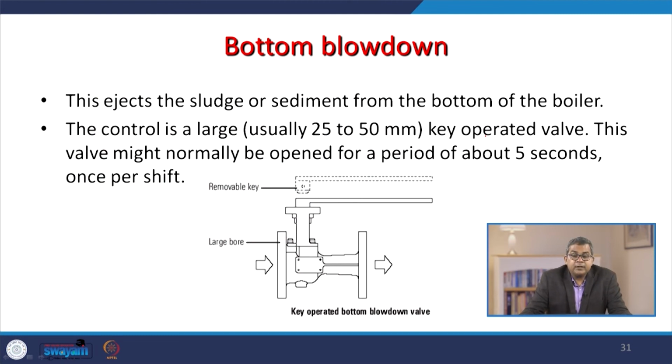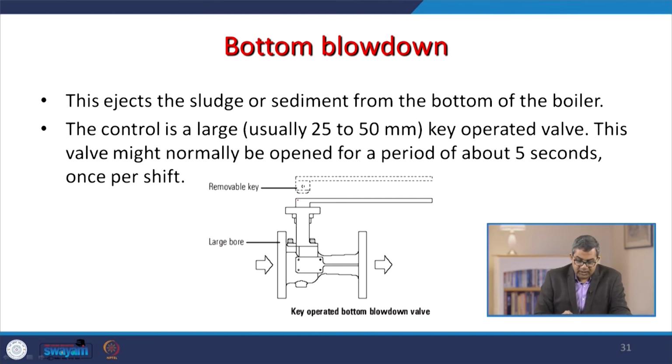Now, you see that different types of scales may form over a period of time, and the concentration may go up, and you are having a reheating of boiler water over the period of time. So, some sludge may form. Now, this bottom blow down ejects the sludge or sediments from the bottom of the boiler. The control is largely a key operated valve, and this valve might normally be opened for a period of say about 5 to 6 seconds once per shift.